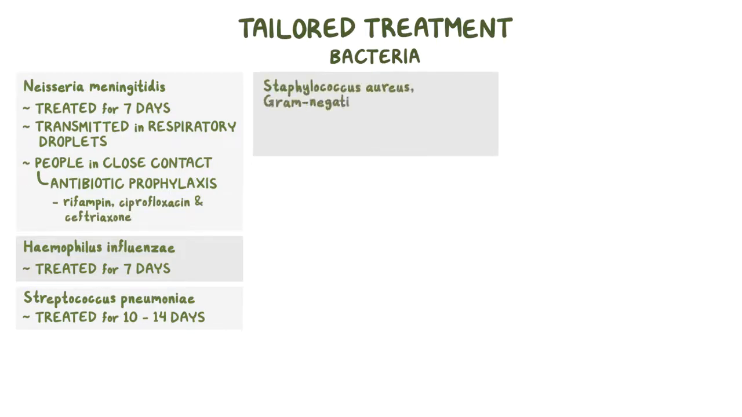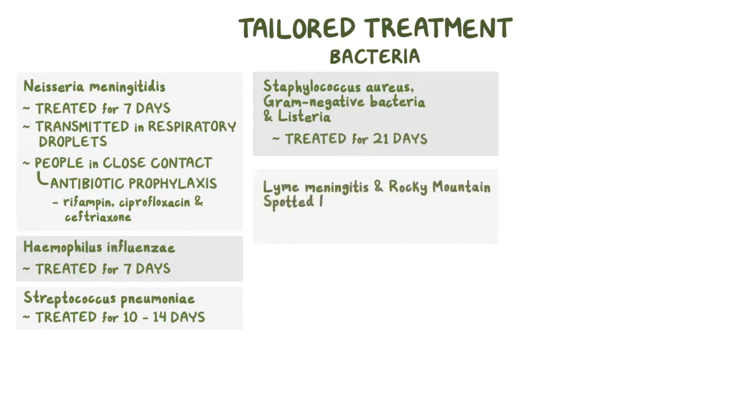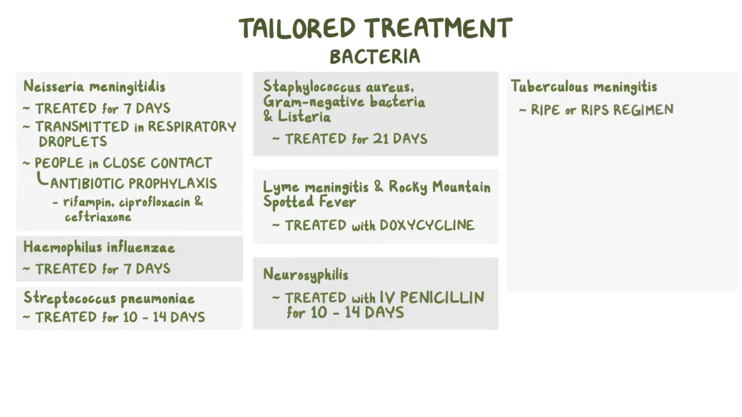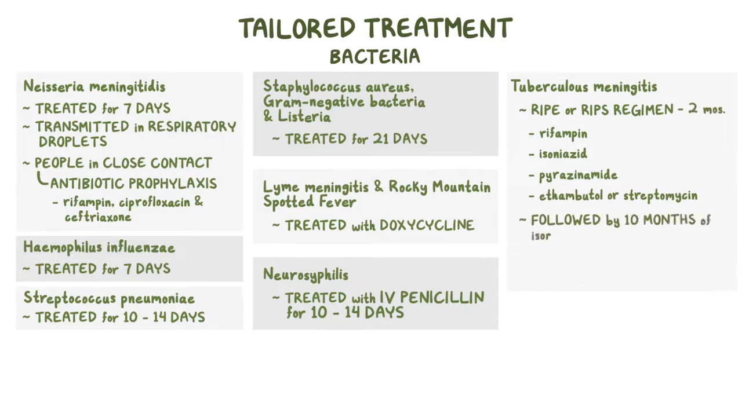Staphylococcus aureus, gram-negative bacteria, and Listeria are treated for a total of 21 days. Lyme meningitis and Rocky Mountain spotted fever are both treated with doxycycline. Neurosyphilis is treated with intravenous penicillin for 10 to 14 days. Tuberculous meningitis is treated with the RIPE or RIPS regimen, which includes rifampin, isoniazid, pyrazinamide, and either ethambutol or streptomycin for 2 months, followed by 10 more months of isoniazid and rifampicin. Additionally, corticosteroids like dexamethasone are used in these individuals.